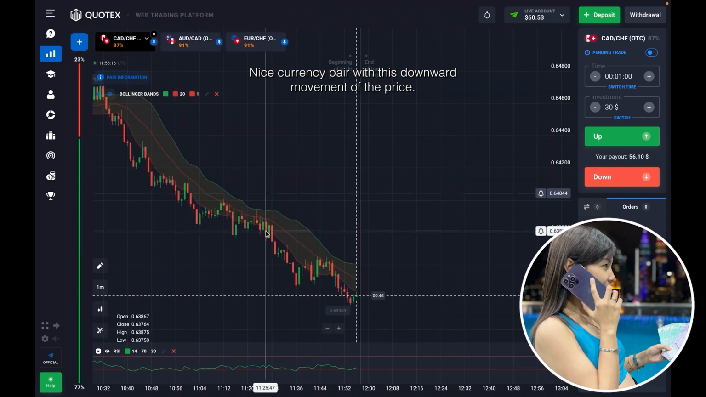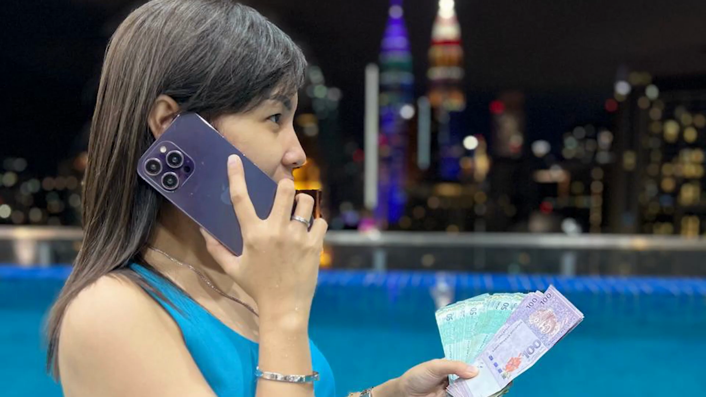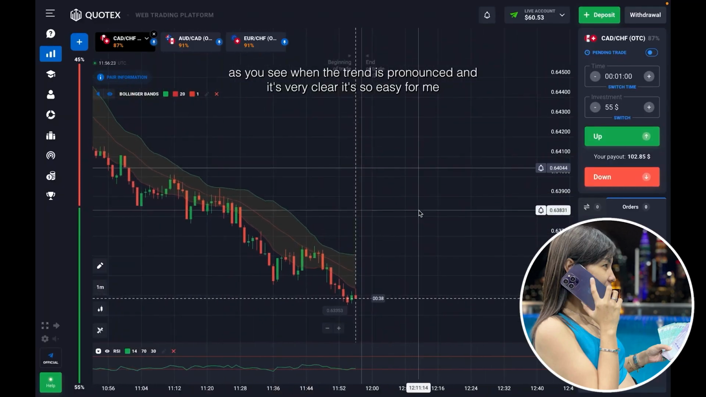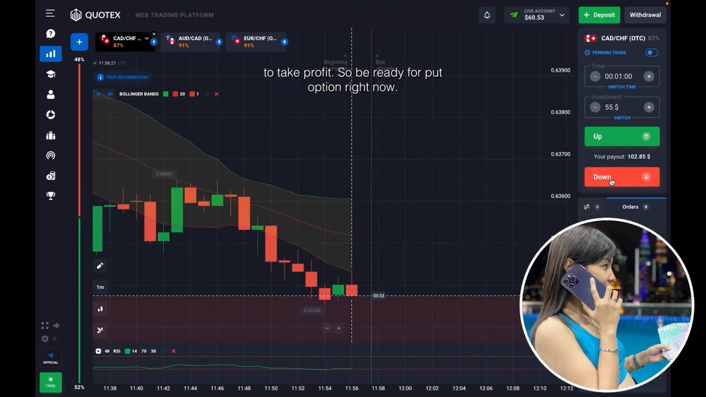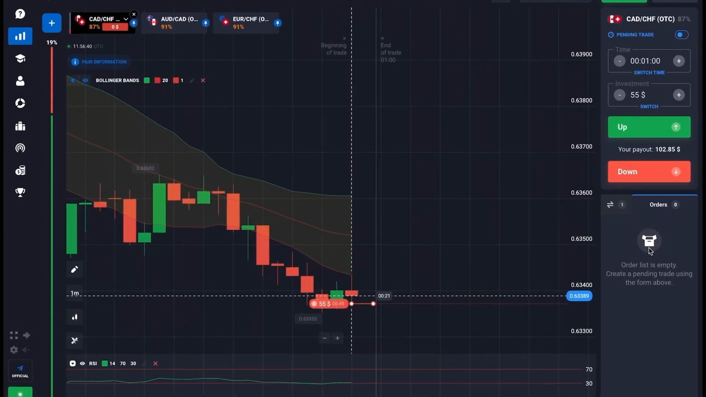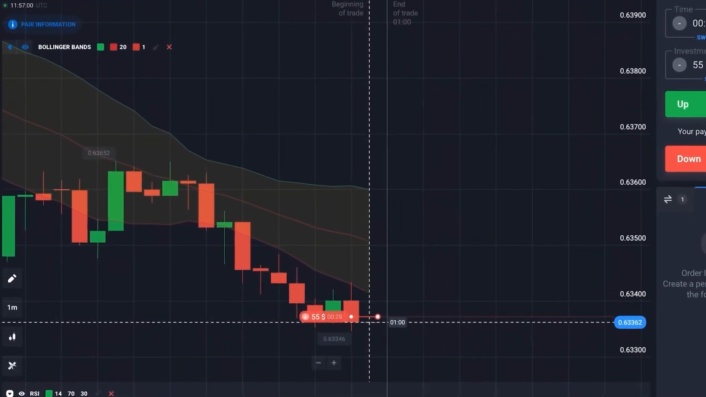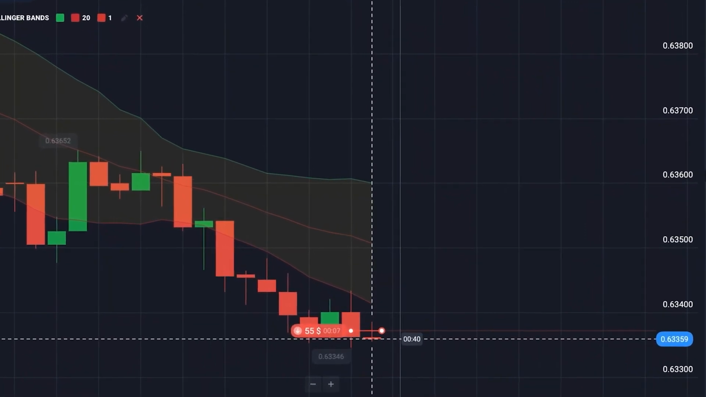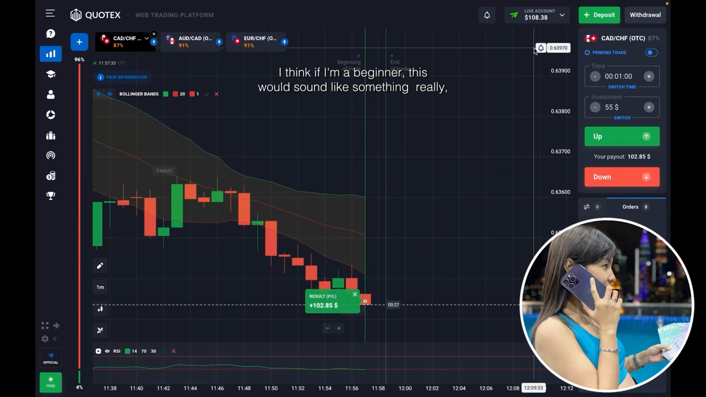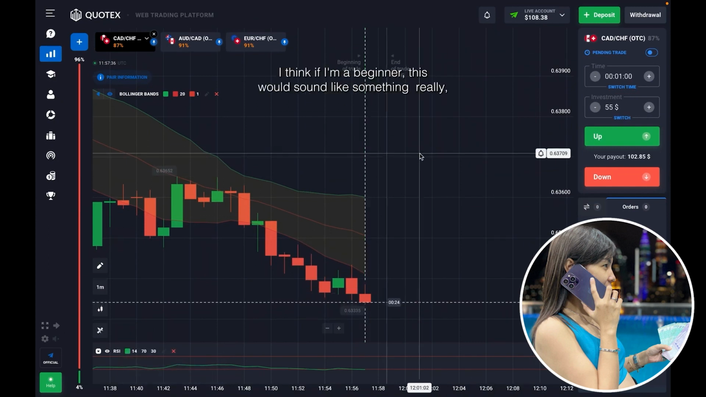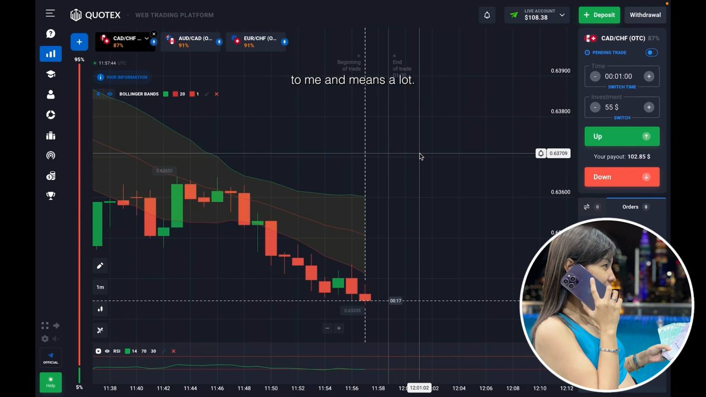Nice currency pair with downward movement of the price, and let me do here one more trade with $55. As you see, when the trend is pronounced, it's very clear and so easy for me to take profit. So I'll be ready for put option right now. And one more profit trade in my first $100. I think that if I'm a beginner, this would sound like something really huge for me, because making $100 from $15 really matters to me and means a lot.